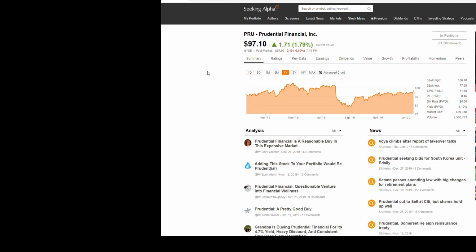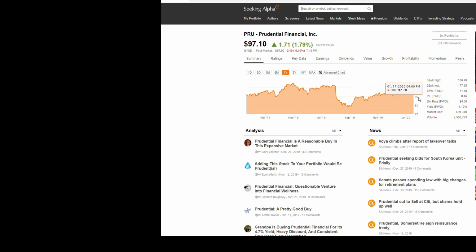One of the tools that I like to use when identifying which stocks I want to buy is this webpage called Seeking Alpha. You simply type in the ticker code or the company name, in this case Prudential Financial Incorporated. Then on the first page, in the summary page, you will have your regular stock chart so you can see what the stock is currently trading for.